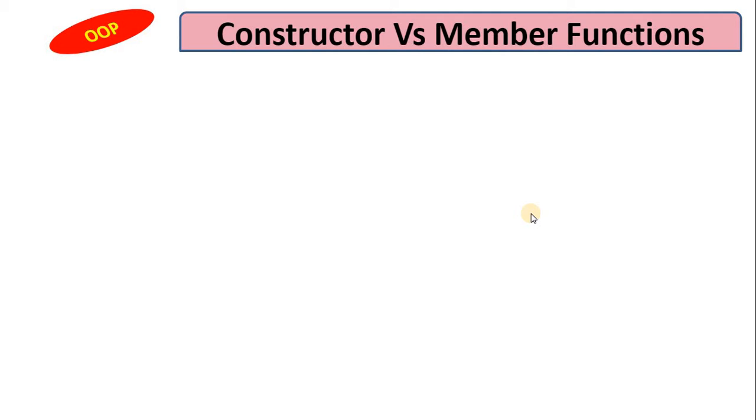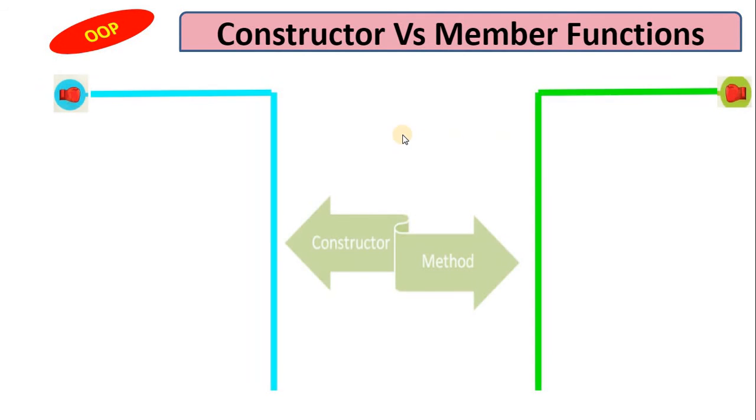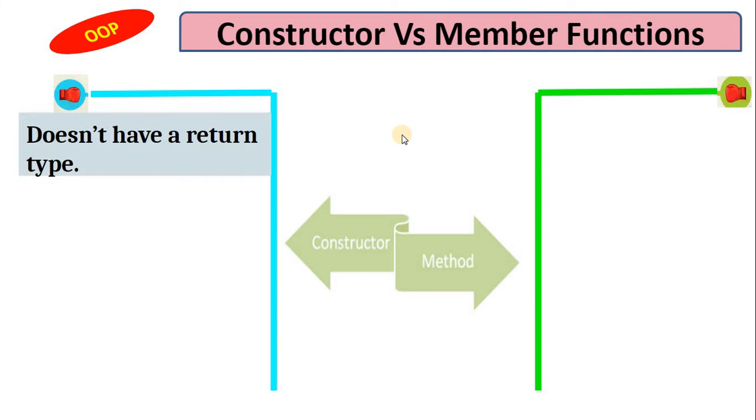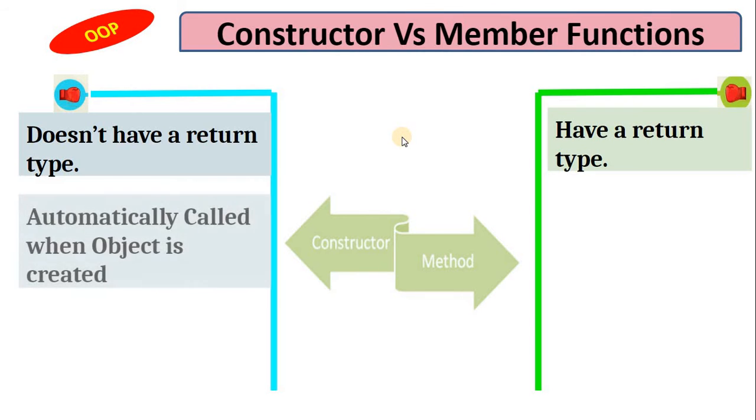You can use a member function for that also, but the major task of a constructor is just to initialize the values of the data members, whereas a member function can do different tasks too. But the major difference in declaration and calling is that a constructor does not have a return type, but each and every member function does have a return type.